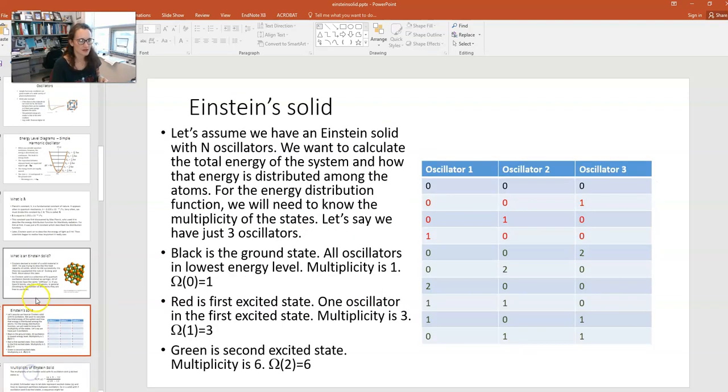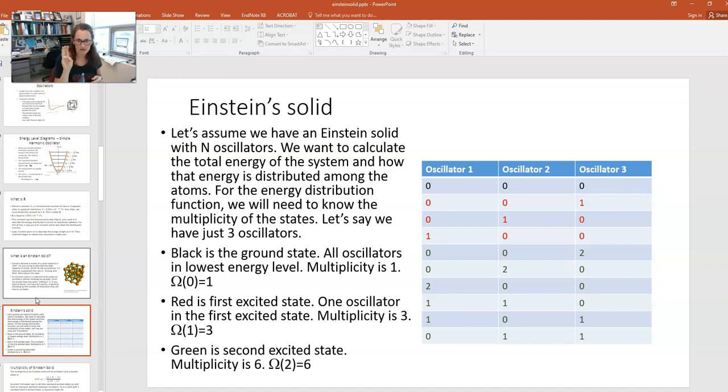So let's do a really simple look first at how the energies here are divvied up amongst the different bonds. We're going to look first at the simplest possible thing that we can, which is maybe just one atom with 3 oscillators. Let's say that we have an Einstein solid that has N oscillators, and we want to calculate the total energy of the system and how that energy is distributed amongst those atoms and bonds. So for this energy distribution function, we need to know what the multiplicity of the states are.